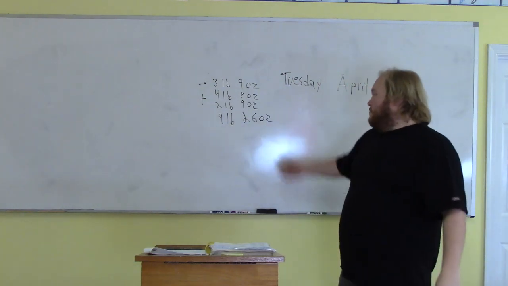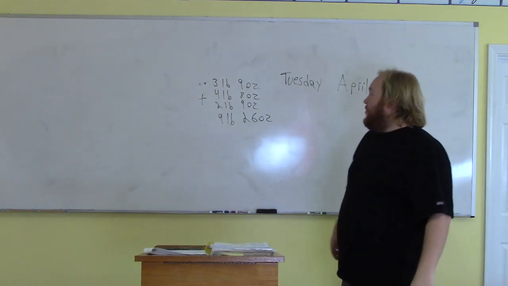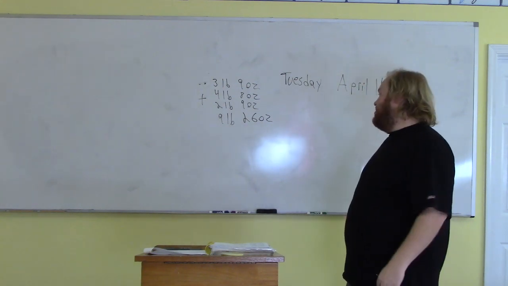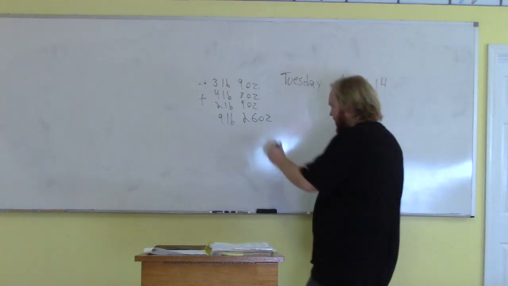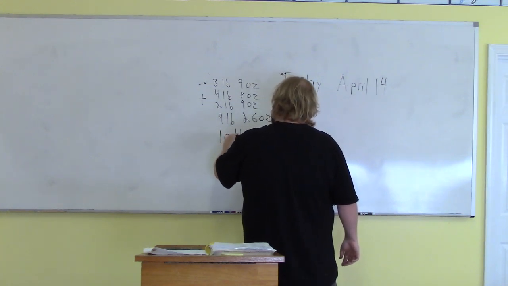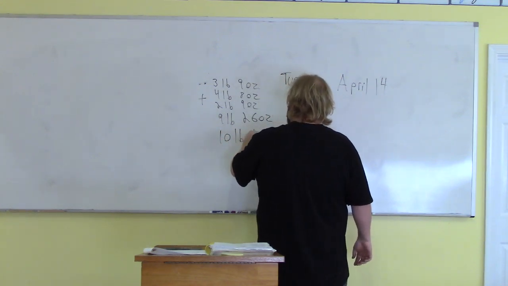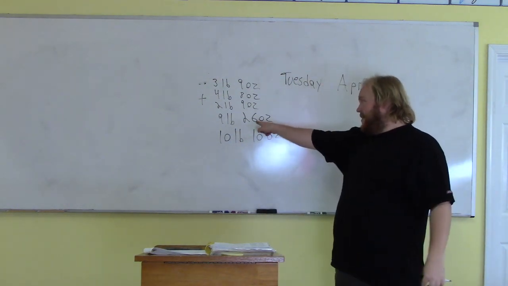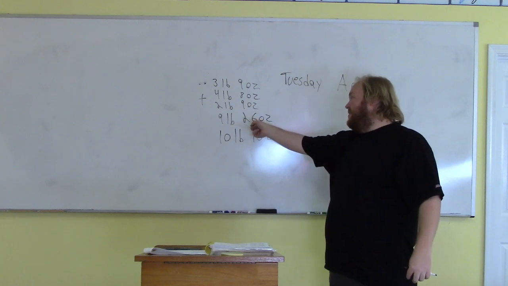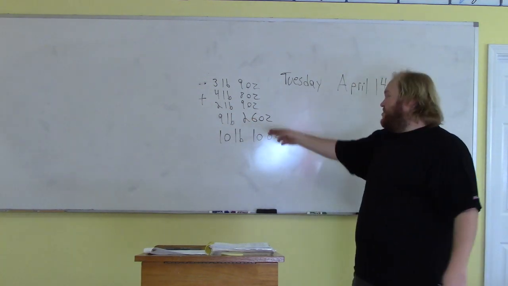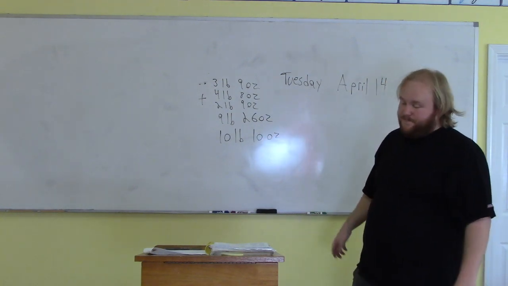We check our answer. Is there anything that we can simplify? Yes, our ounces. How many ounces in a pound? 16. So we can add another one over here. So we got 10 pounds and 10 ounces. Because remember, 16 ounces make another pound, so I moved the 16 ounces over to make a pound, which means I had to subtract 16, which makes it 10 pounds, 10 ounces.